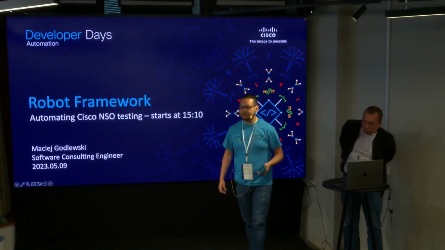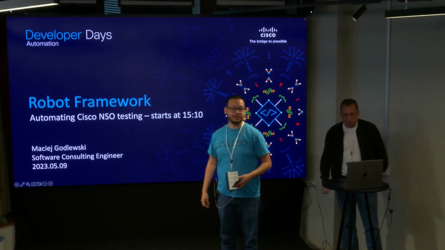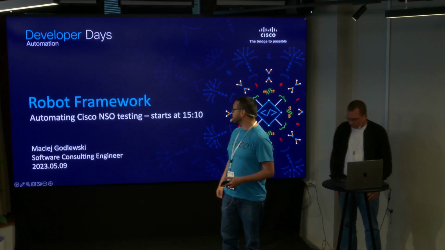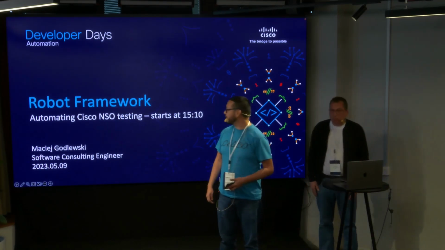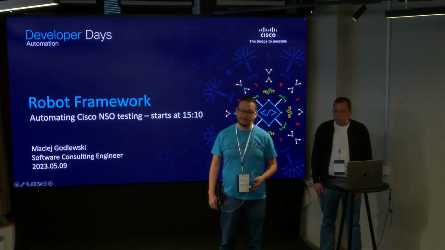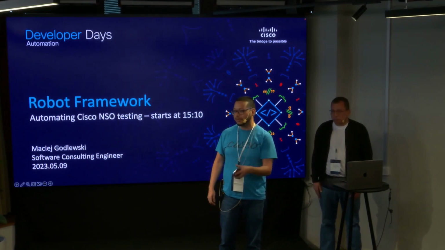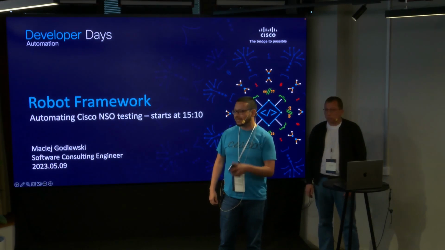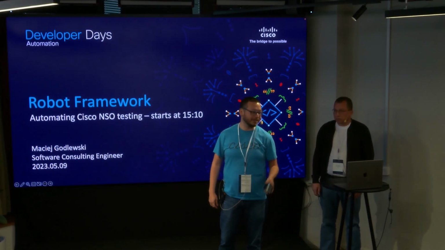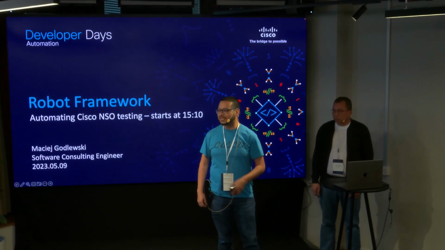So hello everybody, we are back after our break. Now we are going to see Robot Framework, how to automate testing, which I believe is super important because, like I commented, I don't want to break the network. So how can I make sure my testings are always run and I have some consistency?